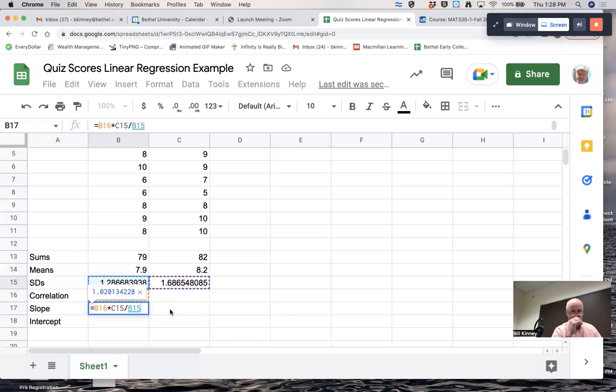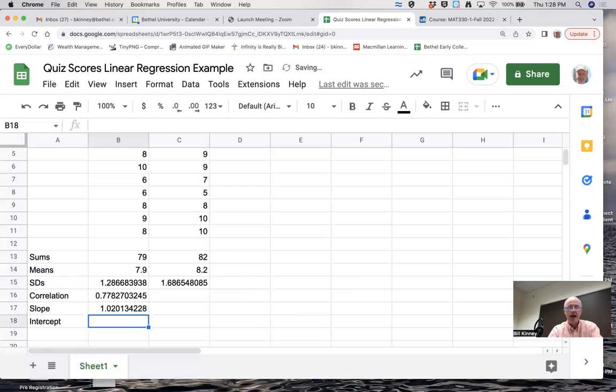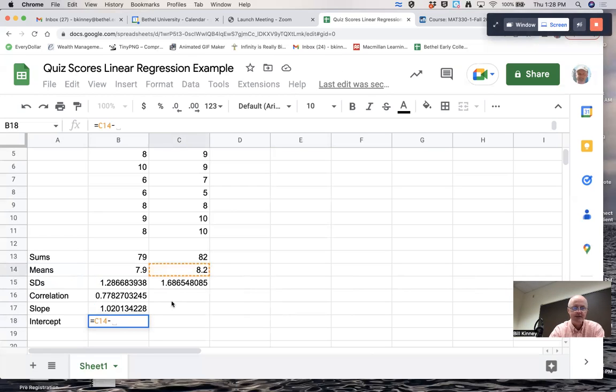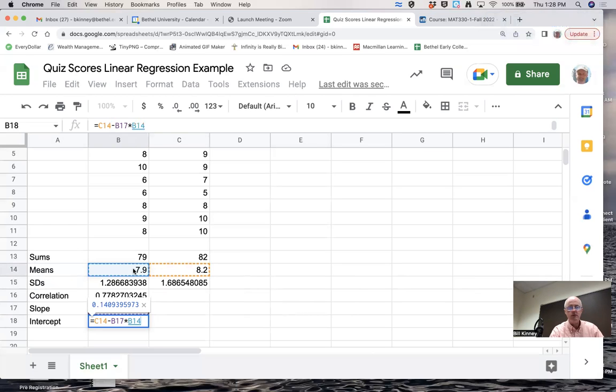And remember, this is a new example, so we're going to get a different slope than we got before. In this case, you can see it's about 1.02. And the intercept is the mean of the y's minus the slope we just found times the mean of the x's. Again, this is a different example. We get a different intercept, 0.14.